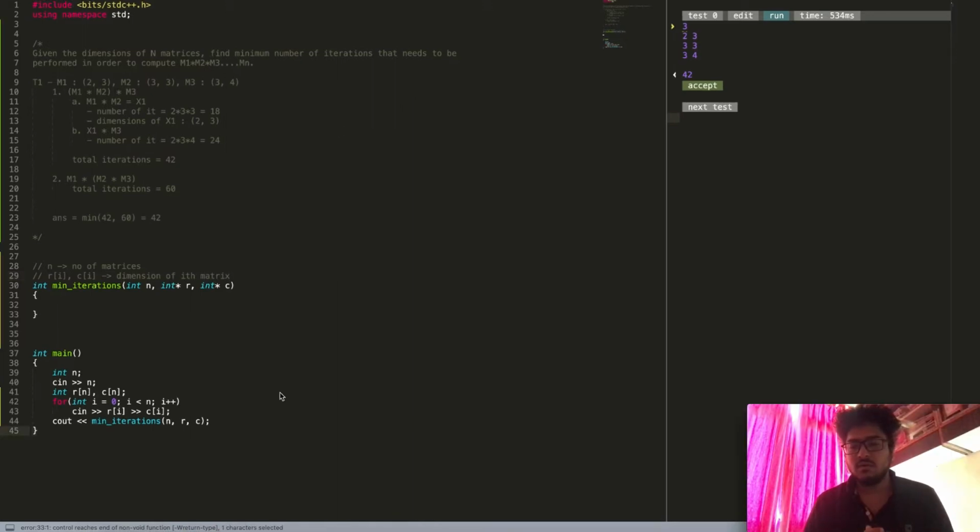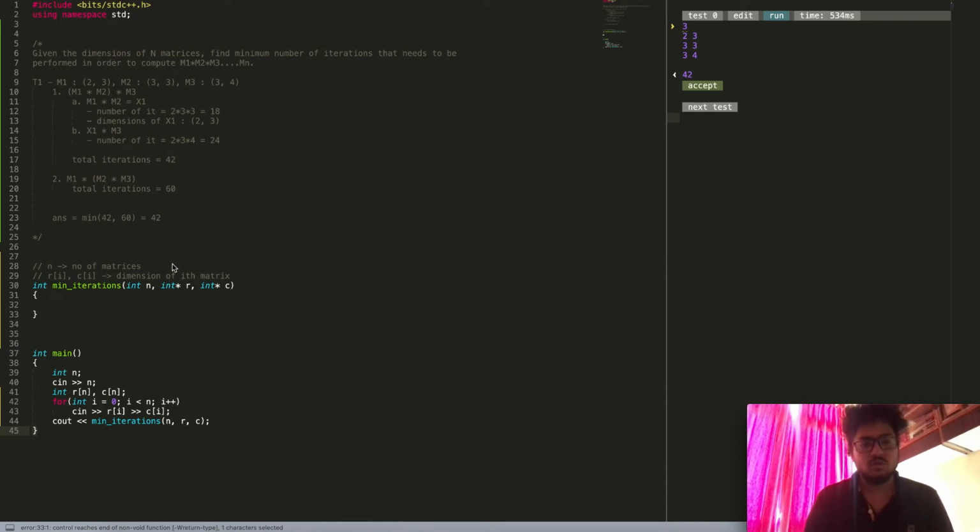An important constraint to note over here is that C of i is equal to R of i plus 1. For example, in this case C of 0 is equal to R of 1 and C of 1 is equal to R of 2. This is a very important constraint to note, otherwise the matrix multiplication wouldn't have been valid, from one of the properties that we discussed in the theory.